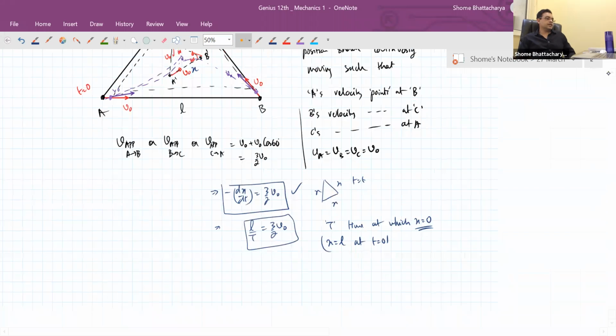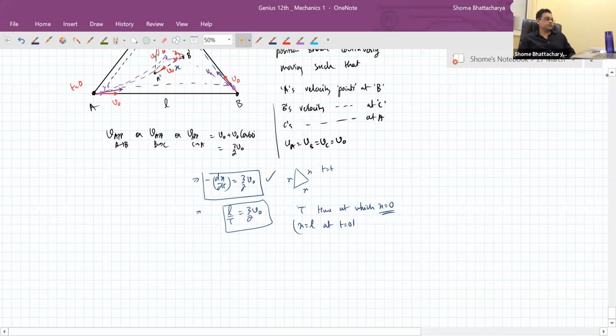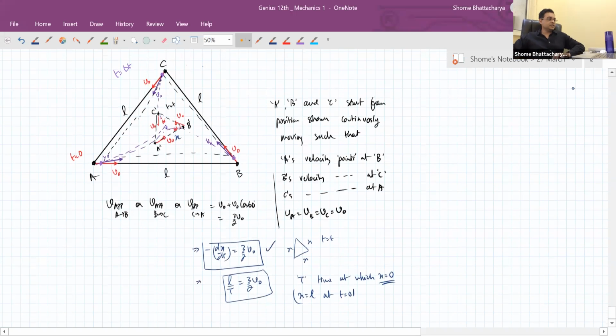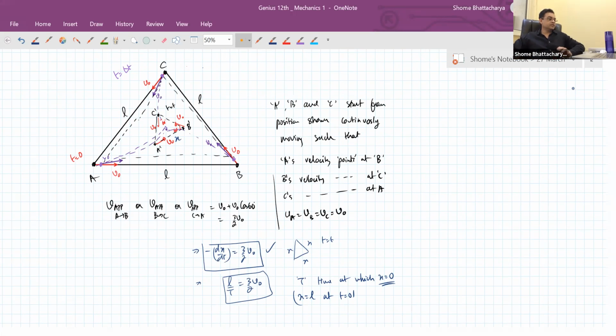Okay. So this is one standard type of application of the approach velocity concept when you have multiple particles chasing each other at constant speed. It could be 3 particles at the corners of a triangle, or 6 particles at the corners of a regular hexagon, or 4 particles at the corners of a square, and things like that. So you have to use this kind of approach.